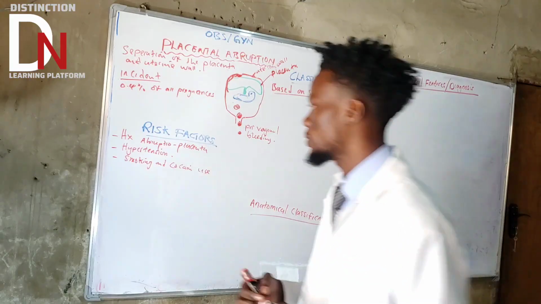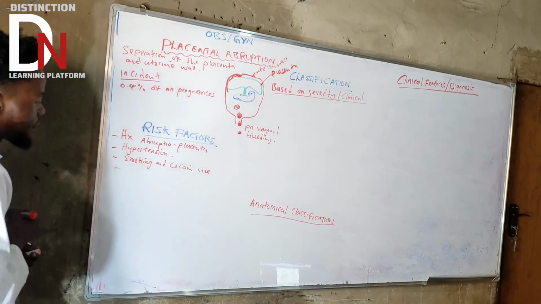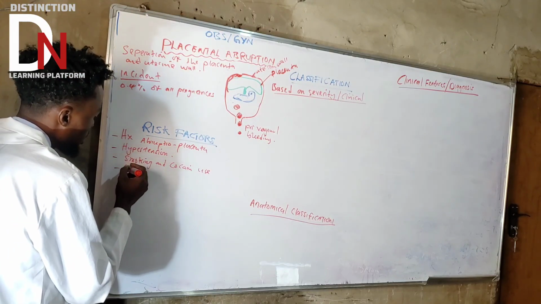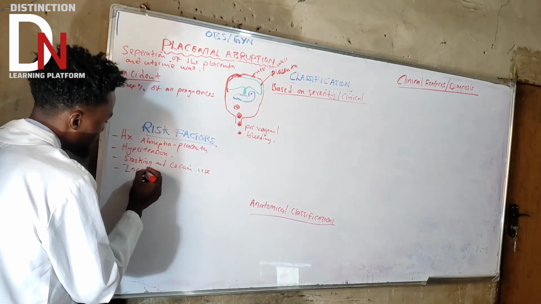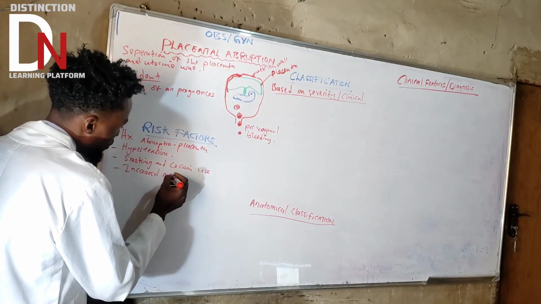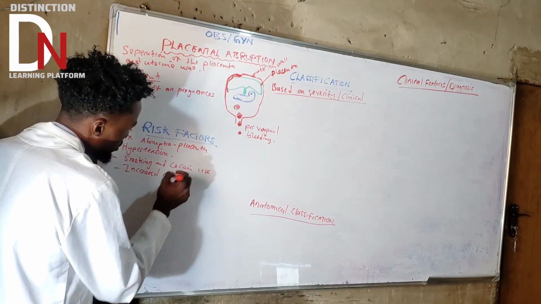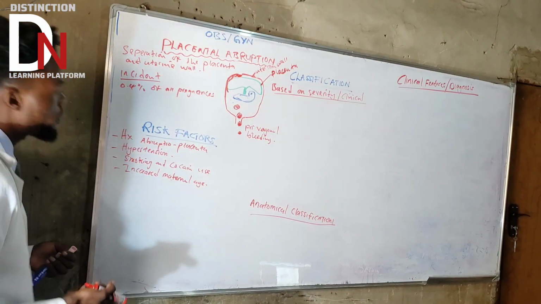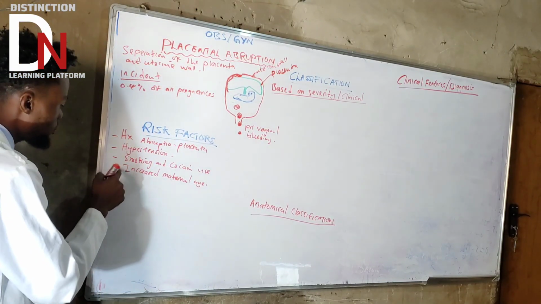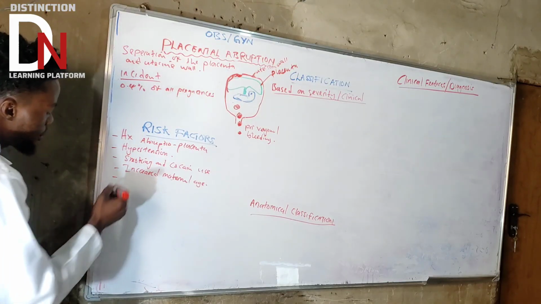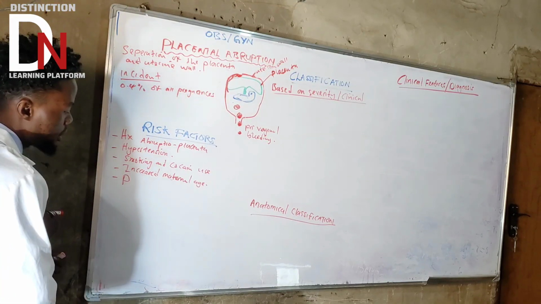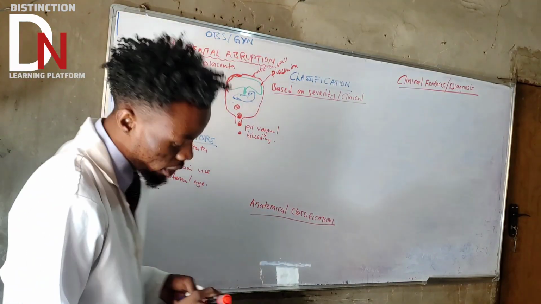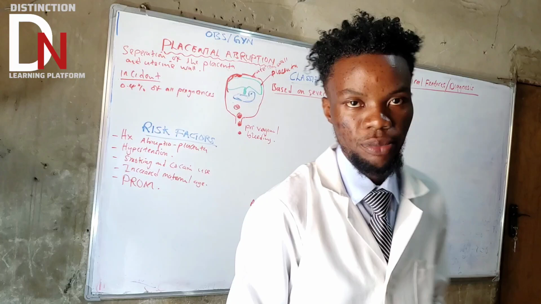Basically, and definitely, smoking and cocaine use is one of the risk factors. What else? Apart from that, there's also another one, which is increased maternal age. Increased maternal age is one of the risk factors as well. Okay, what else? Also, let's talk about this interesting one, PROM. Increased maternal age, basically that is very simple to understand.